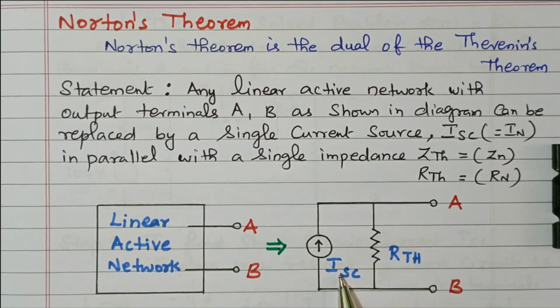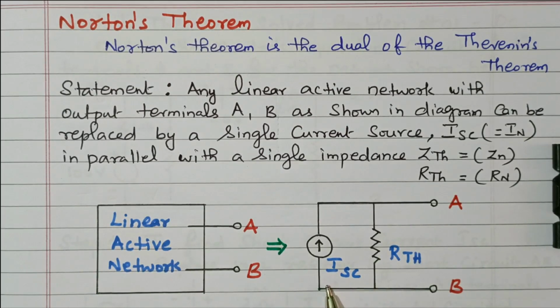So in Thevenin's theorem, we have Thevenin voltage V Thevenin in series with the R Thevenin. Here, short circuit current source. There, voltage source in series with the Thevenin resistance. Here, current source in parallel with the Thevenin resistance. Now we'll see how to find the short circuit current and RTH.